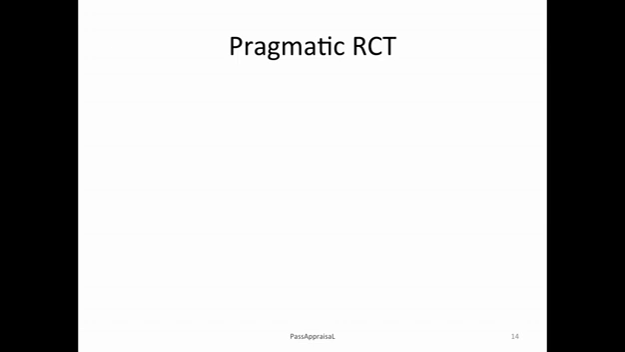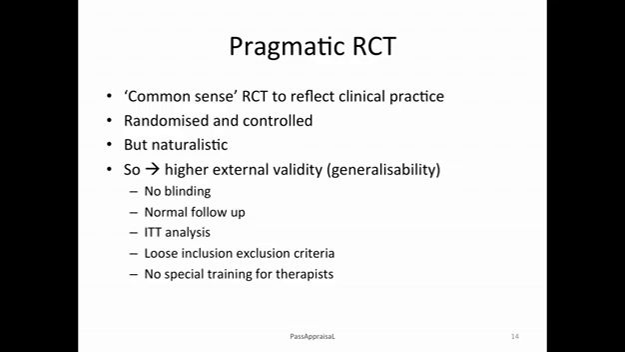So what can we do about this? One way of improving the generalizability is making some changes in the design of an RCT. If we make some common sense changes to reflect real-world clinical practice, we can get a pragmatic RCT with a higher degree of generalizability. Some of the changes we can make include avoiding blinding, providing no extra follow-up, conducting intention to treat analysis, having realistic exclusion and inclusion criteria, employing regular clinical staff and not academic specialists to oversee the treatment plans, etc. These changes will make an RCT more naturalistic.